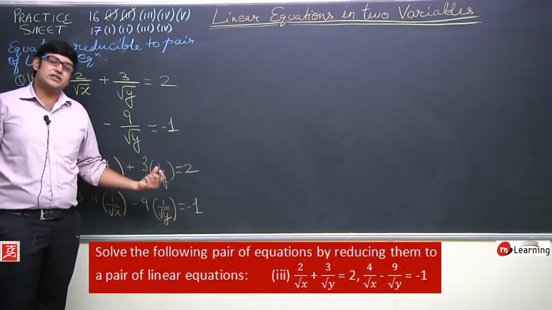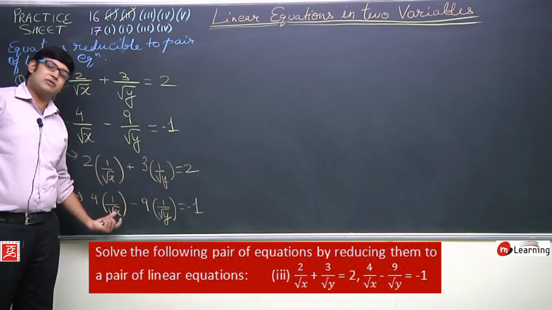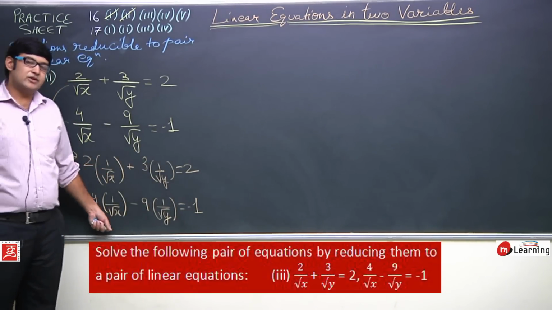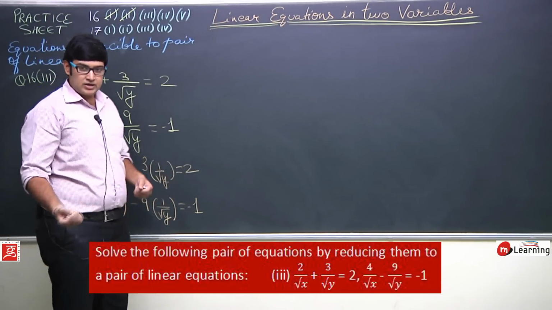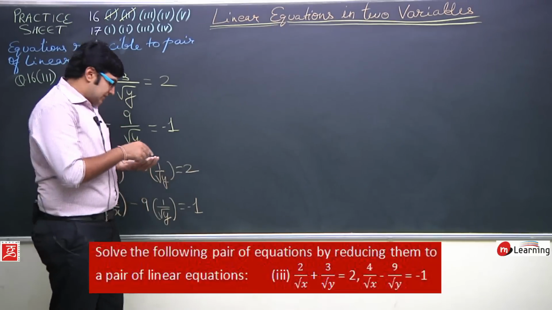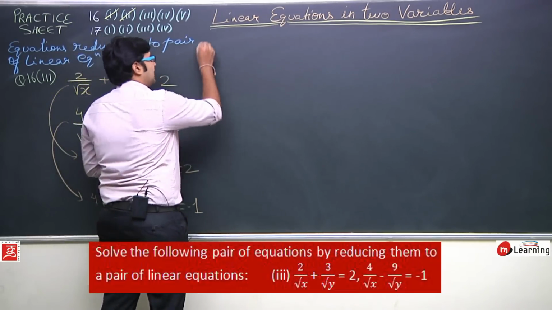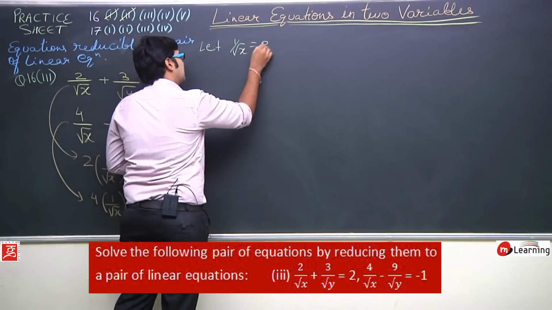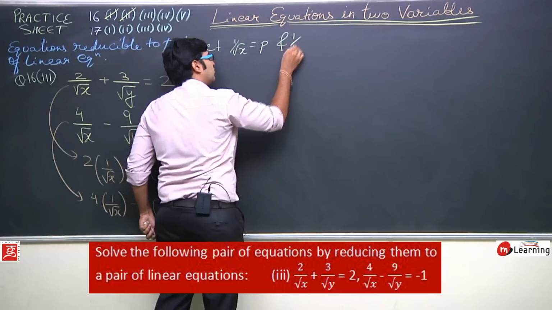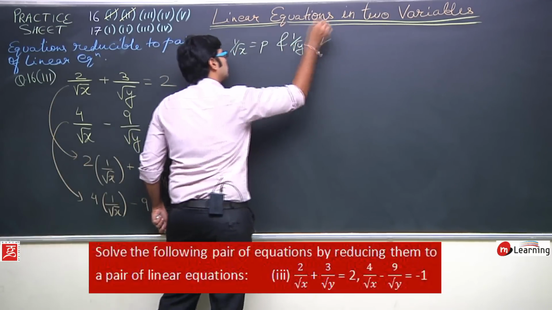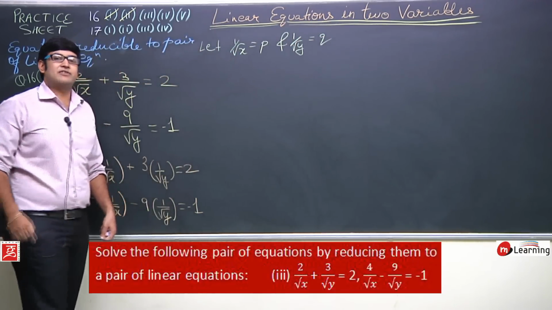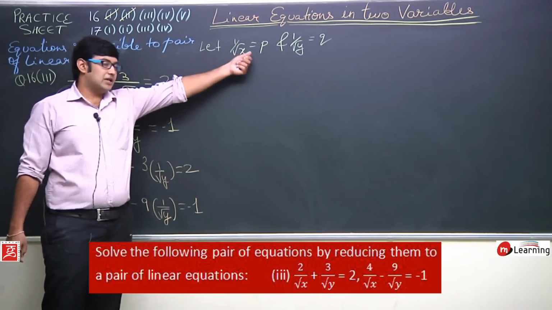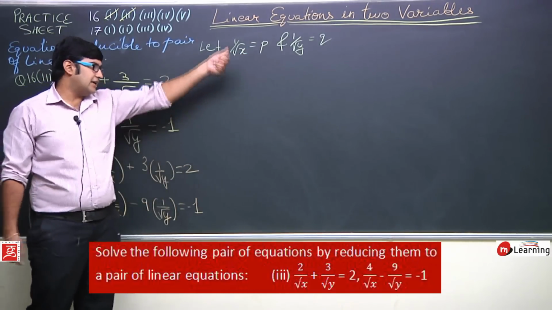Now we can see the term 1 by root x and 1 by root y are common in both the equations. Since 1 by root x and 1 by root y is common, this constitute the variable, hence I can say let 1 by root x is p and 1 by root y is q. So in place of 1 by root x I can write p. In place of 1 by root y I can write q.